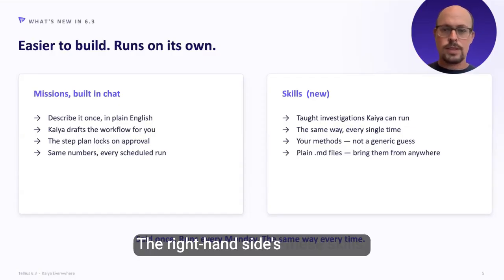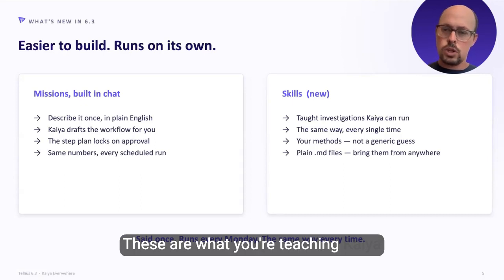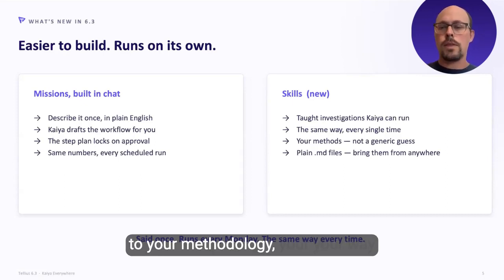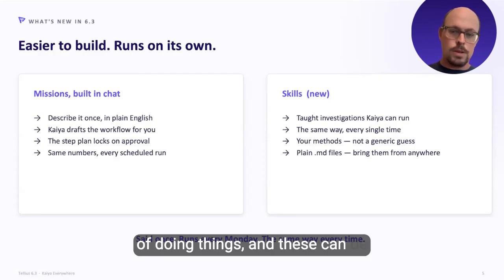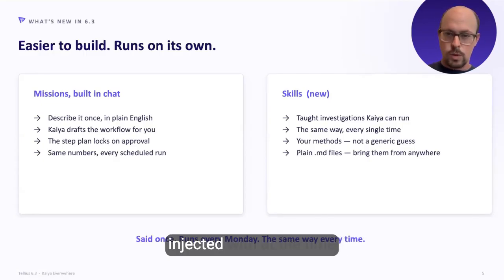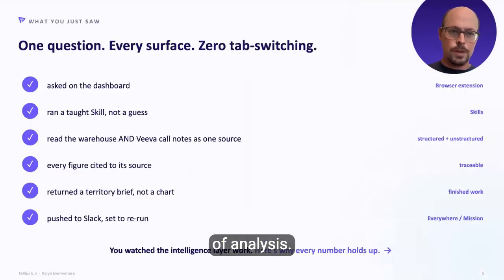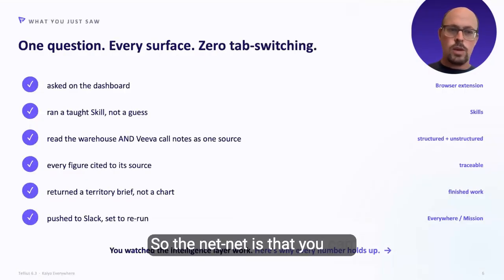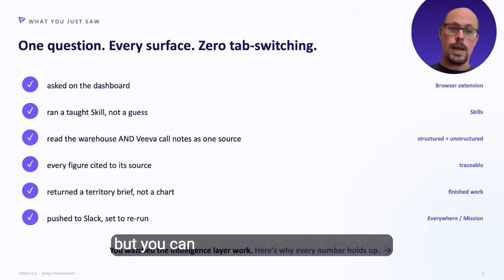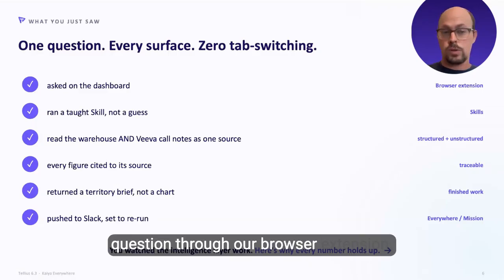And then on the right-hand side, these skills, these are what you're teaching Kaiya, your methodology, your way of doing things. And these can be brought in everywhere and injected at the time of analysis. So the net is that you can ask your question maybe in your traditional dashboard, but you can be asking a really deep why question through our browser extension.